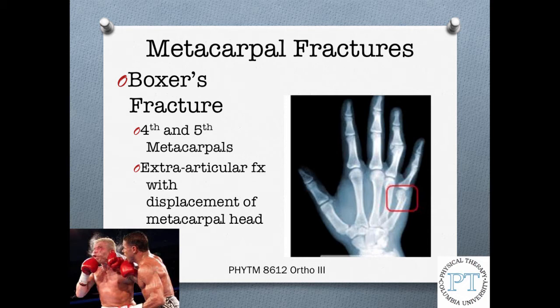A boxer's fracture is a fracture to the 4th or 5th metacarpal. It is an extra-articular fracture, and it could also involve displacement of the metacarpal head.